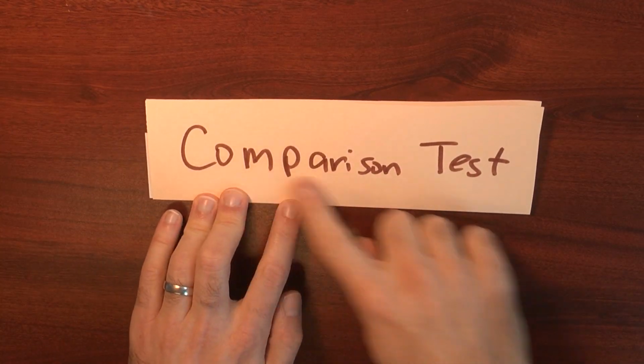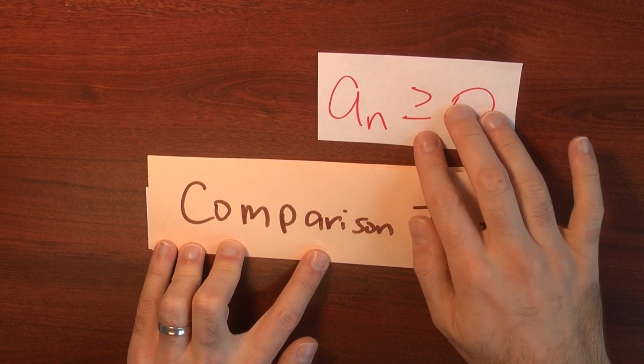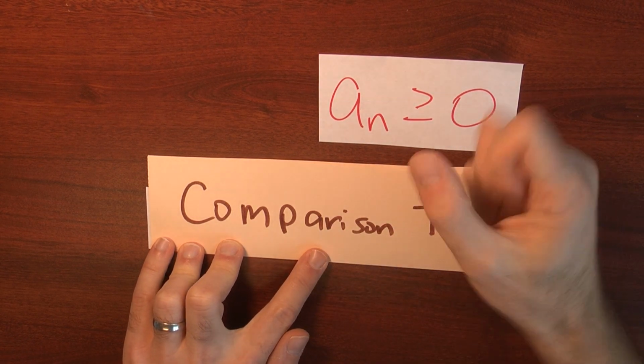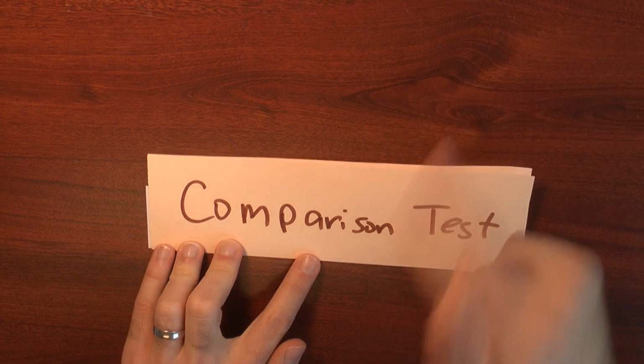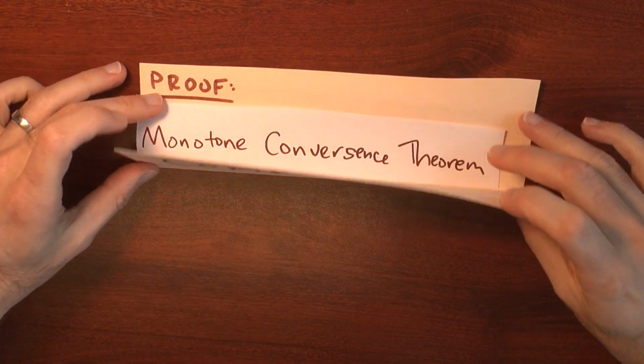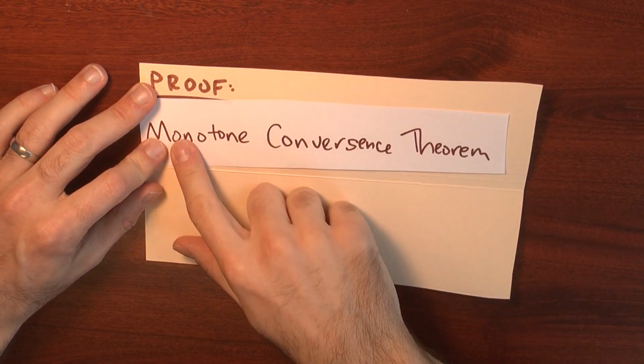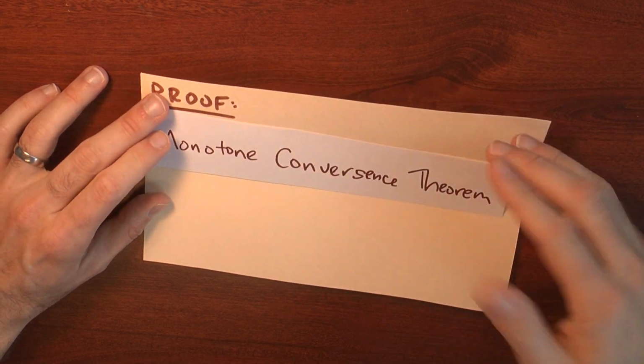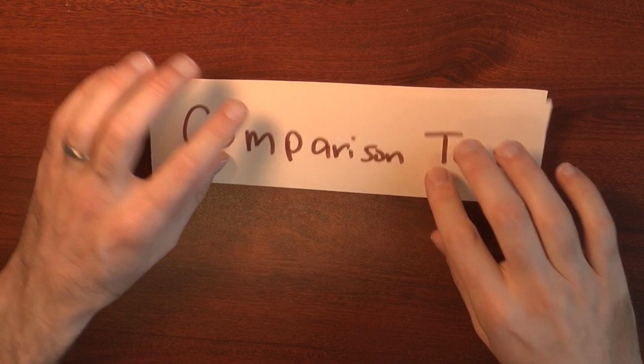Well, think back to how we proved the comparison test. It's going to become clear that this condition, the non-negativity of the a sub n's, is extraordinarily important. If you open up the comparison test, it amounts to the monotone convergence theorem. It's really just an application of the monotone convergence theorem. Let's remember how we did this. How do we prove the comparison test?